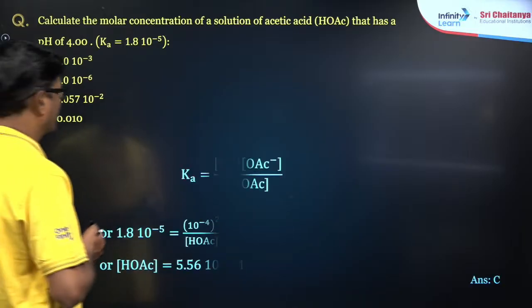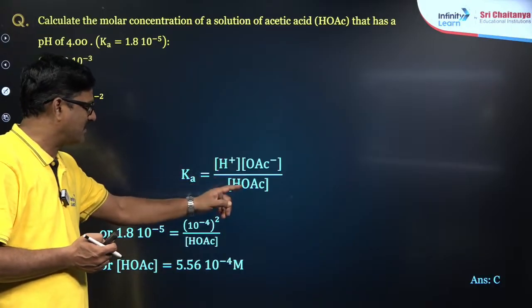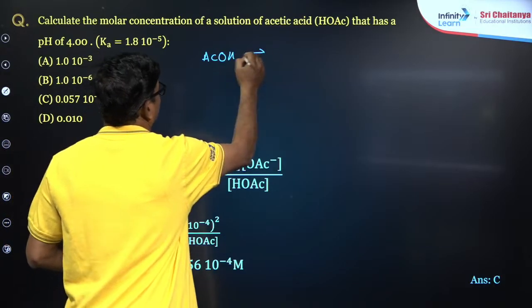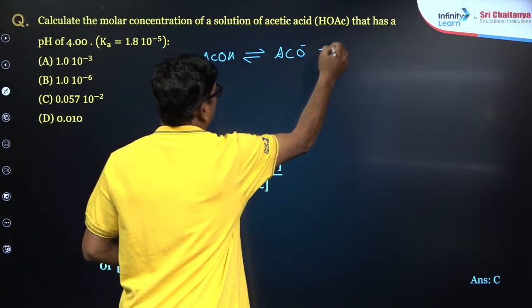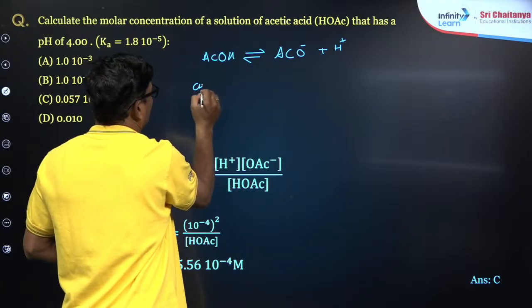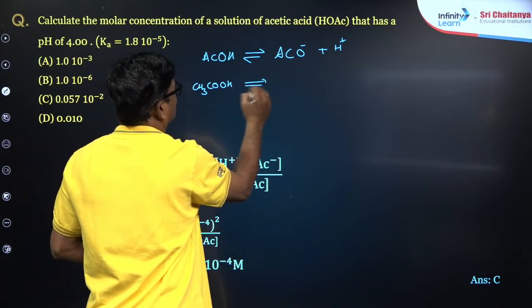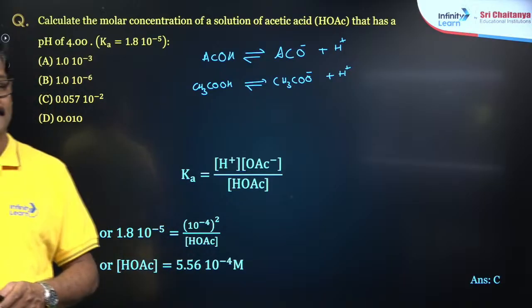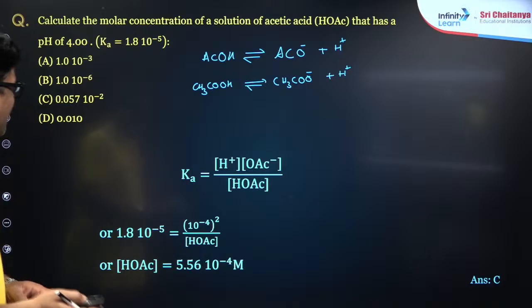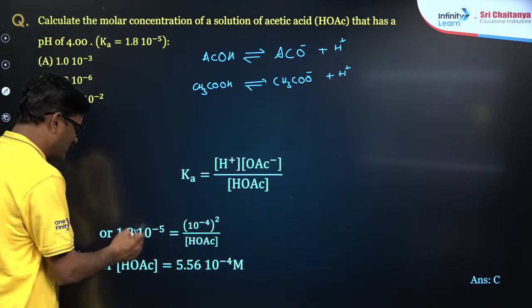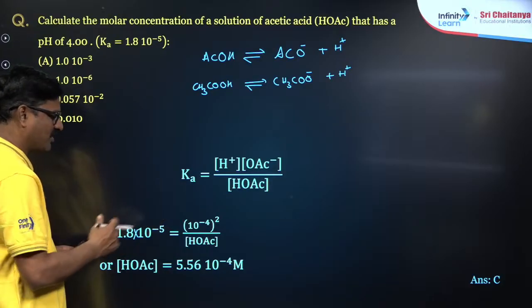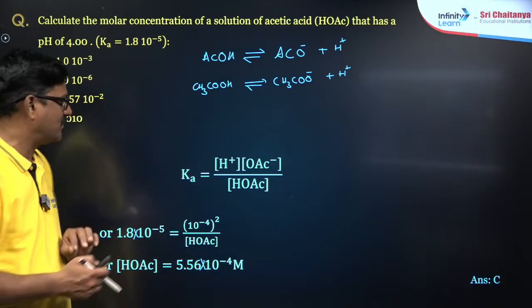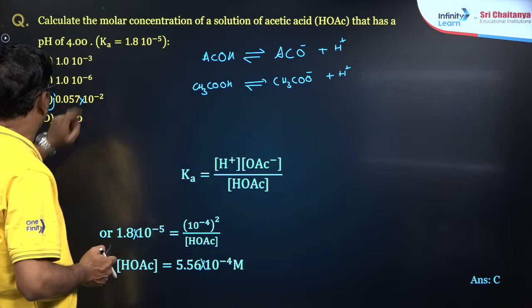Yes, now you can see here Ka is equal to H plus OAC minus upon HOAC. What is this HOAC? On ionization it gives rise to AcO minus and H plus. This is acetic acid. The same thing can be written as CH3COOH. On ionization it gives rise to CH3COO minus and H plus. Okay. Now that is equal to 1.8 into 10 to the power of minus 5 is equal to 10 power minus 4 square upon HOAC. HOAC is calculated as 5.56 into 10 to the power of minus 4 and this is going to be the correct answer. Right?